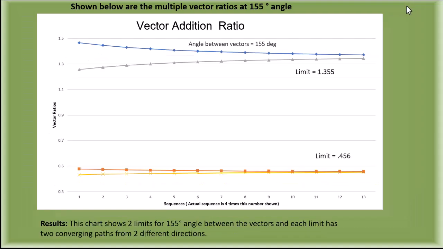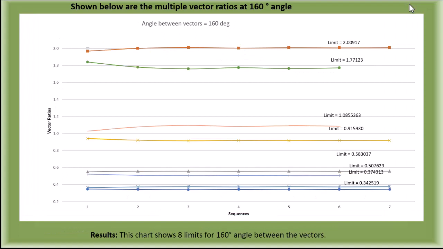At 155 degrees, I have four different curves going in, but you can see that as you go on to more numbers in the sequence, they do approach a limit. Again, from below and above on each of them. At 160 degrees, you can see I've got 2, 4, 5, 6, 7, 8. They don't look like they're converging. I know the numbers are getting a little bit small here, so it could be due to precision of the computer, but it does look like there's 8 different limits here.